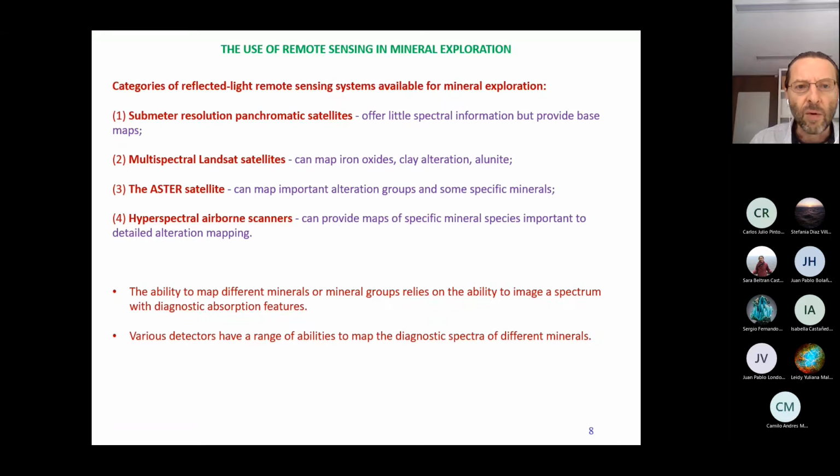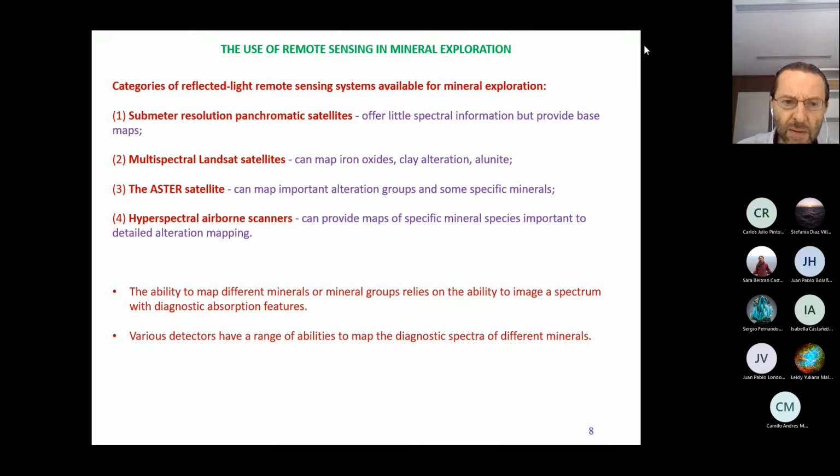All right. So in terms of what is available and what people use, we have panchromatic images. The satellites have a panchromatic sensor, which has a wide range, so we don't get spectral information and we don't focus on certain bands. But this is good at least to have a base map.